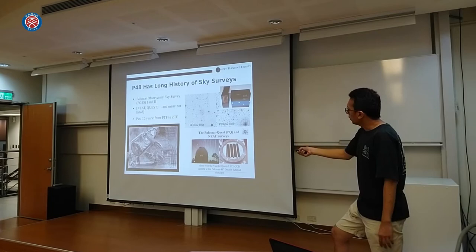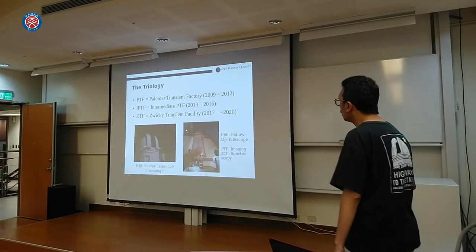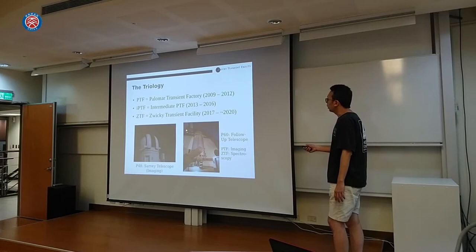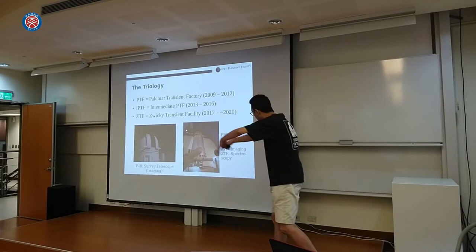But in the past decades, this telescope was dedicated to a transients project. It was called the PTF, and now it's called the ZTF. So I will call this a trilogy. In the past 10 years, PTF was the Palomar Transient Factory. When they started this project, they thought of it as a factory: the transients would just keep coming out like a factory's products. It ran from 2009 to 2012.